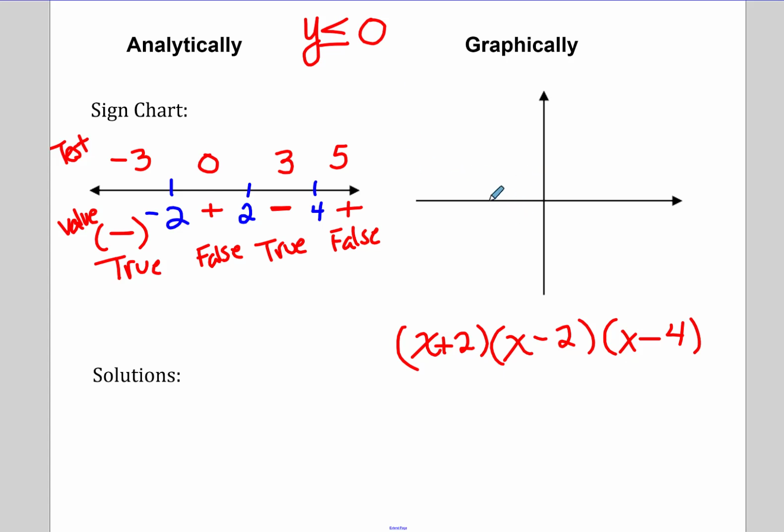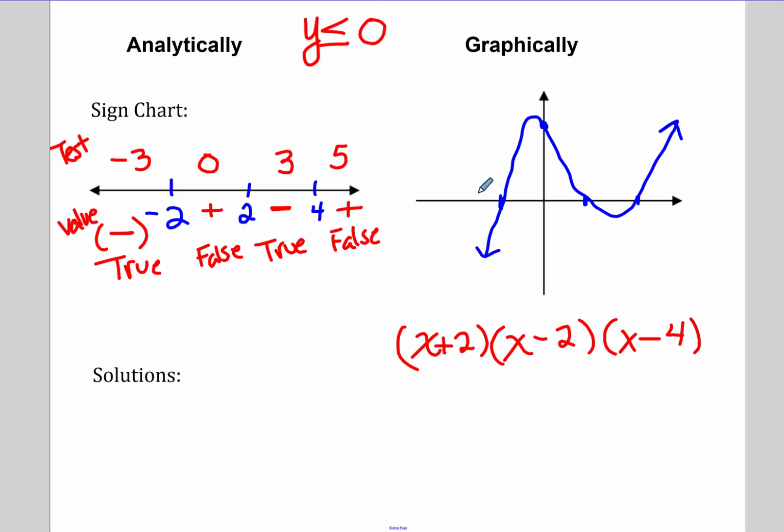And what did we find out? At -2, there's a 0. At +2, there's a 0. And at 4, there's a 0. And they were multiplicity 1. So this was a cubic. And I believe 16 was my y-intercept. So we came up here, came back down at 16, we crossed, and then we crossed that way. So our cubic looks like this, and you can see where the solutions are.